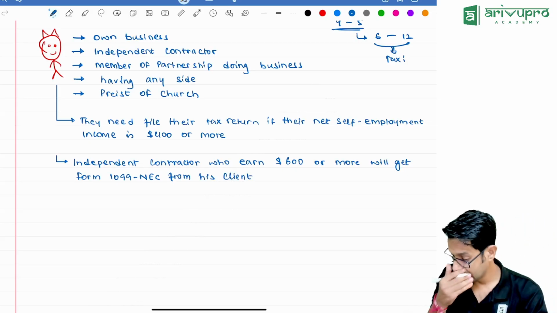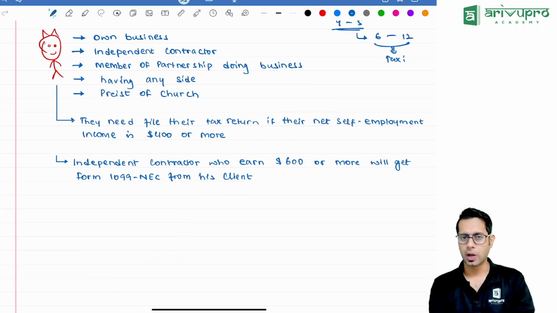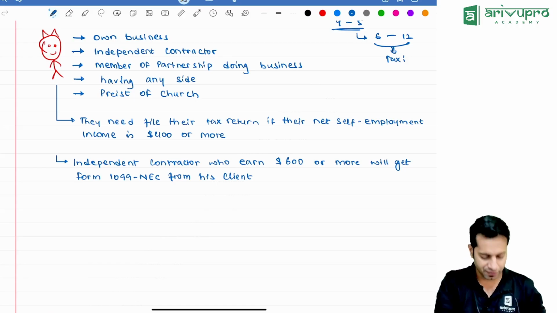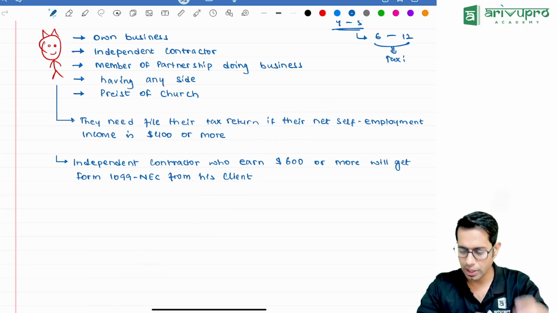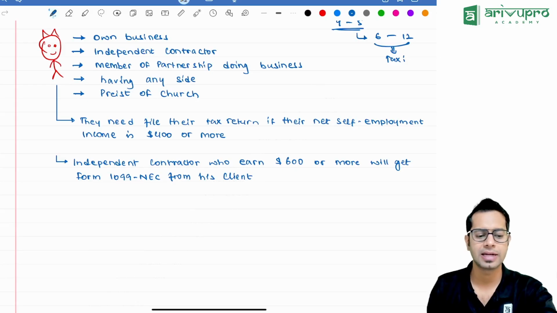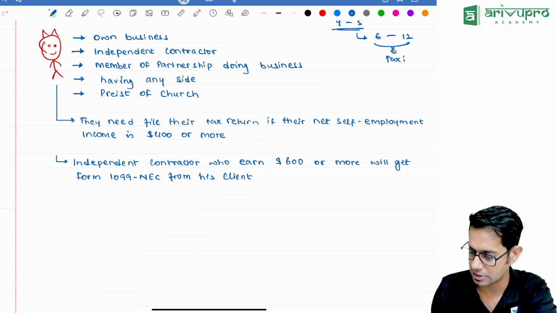Because normally there is a difference between an independent contractor and an employee. Normally, an independent contractor and an employee both do the same kind of work, but there is a major difference between them. You will understand that very soon when we discuss the tax applicable on the income. First, you will understand the different types of taxes which the government is collecting.